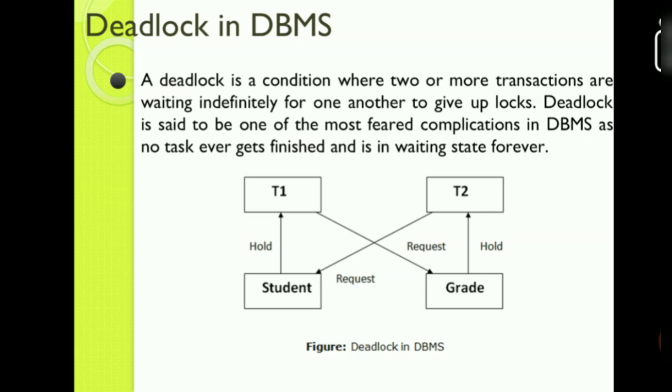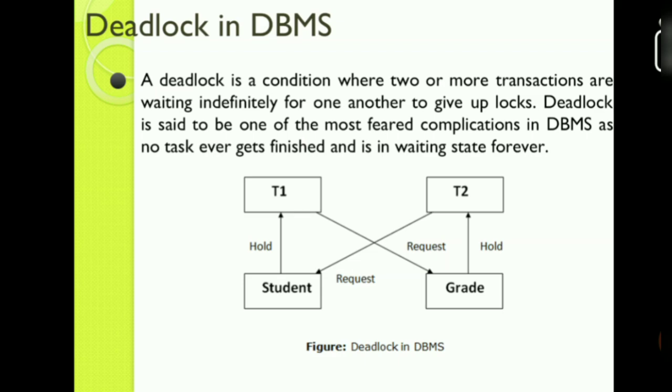So the next topic is deadlock in DBMS. What do you mean by deadlock? A deadlock is a condition when two or more transactions are waiting indefinitely for getting the locks. For example, if the transaction T1 has the lock on student data and it requests a lock for grade data. Similarly, the transaction T2 has the lock on grade data and waits for a lock on student data.